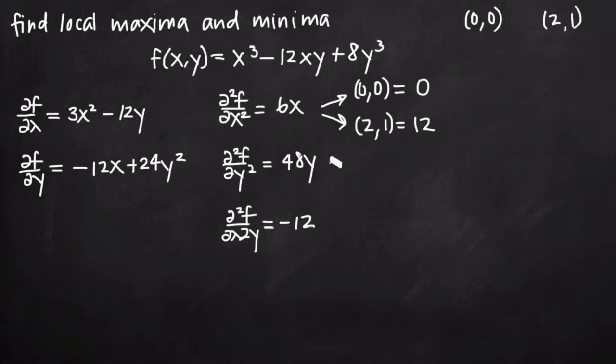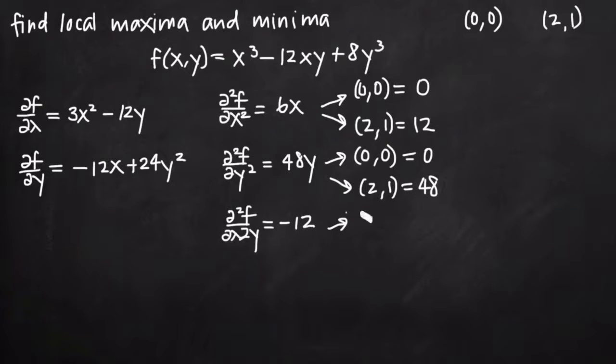is equal to 12. When I evaluate this second order partial derivative at the point 0, 0, I do 48 times 0 and get 0. When I evaluate it at 2, 1, I plug 1 in for y and get 48 times 1, which is 48. Doing the same thing for our mixed second order partial derivative, plugging in 0, 0, I'm going to get negative 12. There's no variable to plug in for. Plugging in 2, 1, again, I'm going to get negative 12 because there's no variable to plug in for.